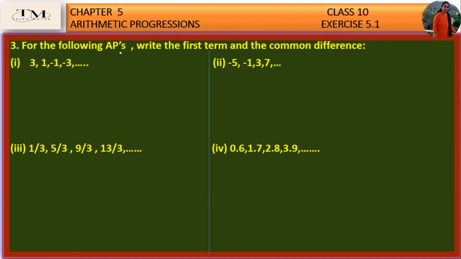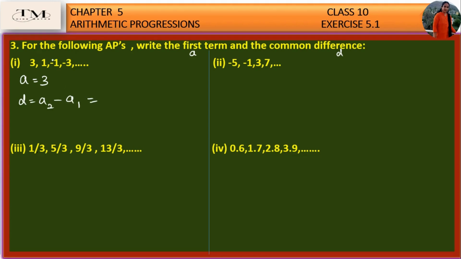For the following APs, write the first term and the common difference. So first term, which is A, and the common difference is D. So they said it is an arithmetic progression, so D will be same for any two consecutive numbers. So let us choose the first number and second number and find out D. Here A is the first term, so A is equal to 3. D is A2 minus A1.